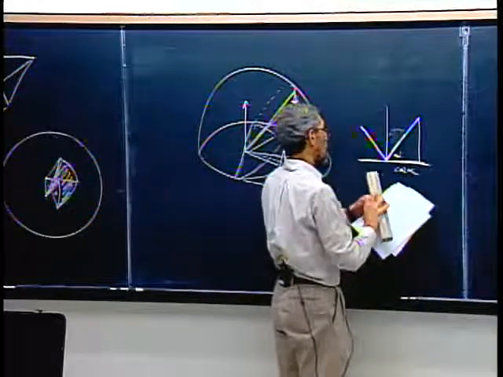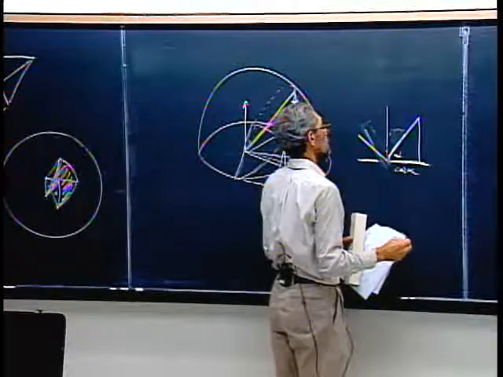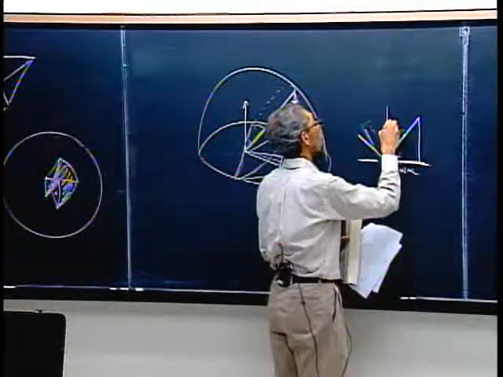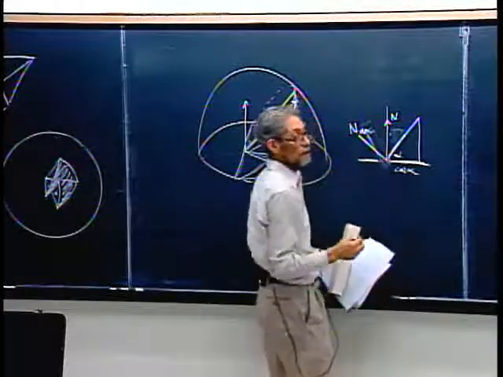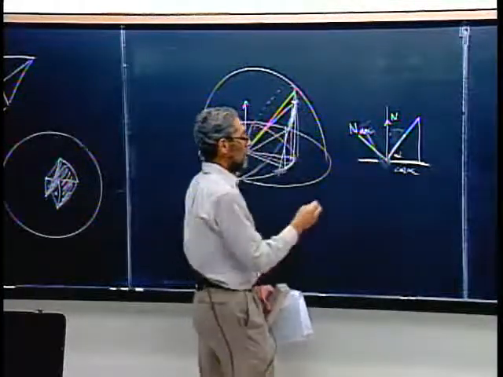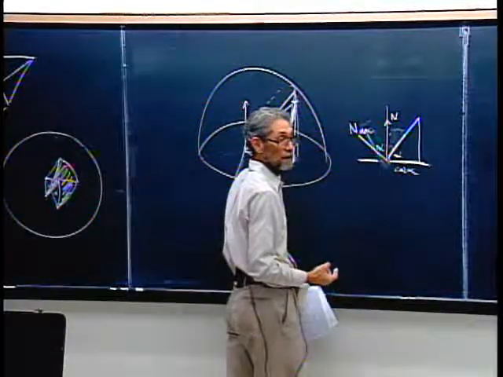Which is the same as the angle between the normal to the surface here and the normal to the arc plane. Right? That angle is also alpha because they're both complements of this angle here.